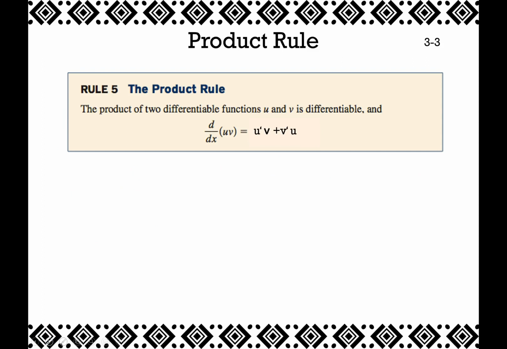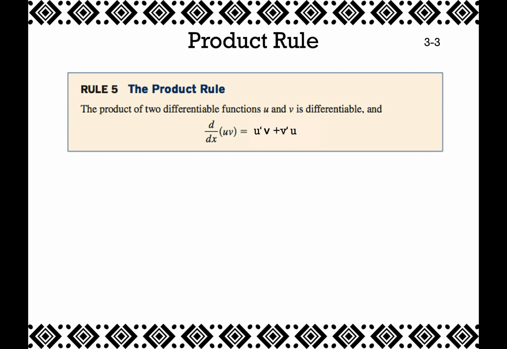The product of two differentiable functions, u and v, is differentiable, and we can say that the derivative of u times v is going to be u prime v plus v prime u. So pause this video, get that down, and then I'm going to write a different way to explain that or to say that.